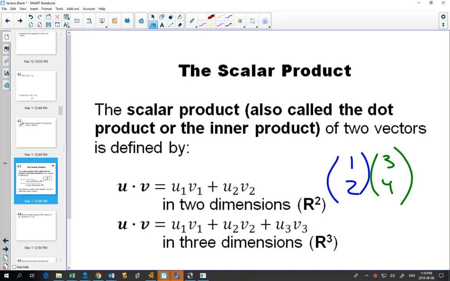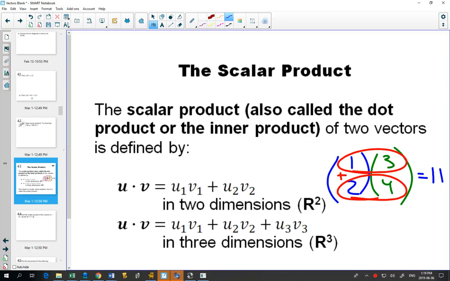But in vectors, we do something very similar to what we do with matrices: we multiply the x values, we multiply the y values, and add them up. So the dot product of (1, 2) and (3, 4), or the scalar product, would equal 3 plus 8, which is 11. The reason it's called a dot product or scalar product is because your answer is a scalar, just a number.